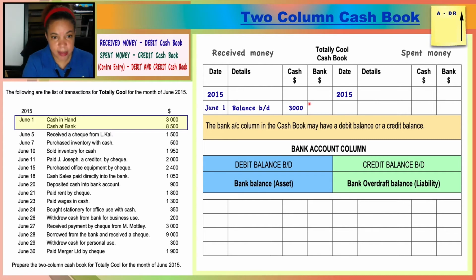So for bank, 8,500. You use the same line. You don't have to put June 1st balance brought down and bank separately. Once both of them are assets and the balance is therefore on the debit side, you use the same line, just like you're seeing there. Okay? This is your balance.